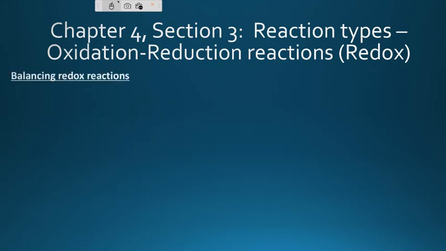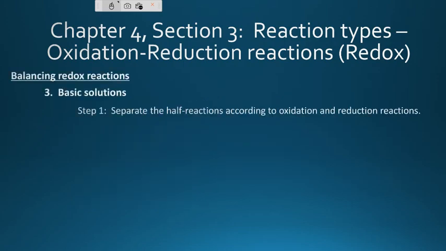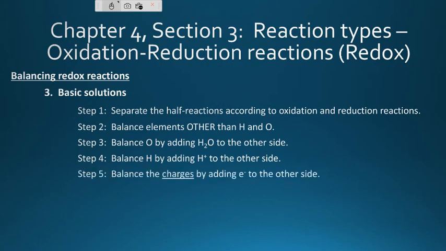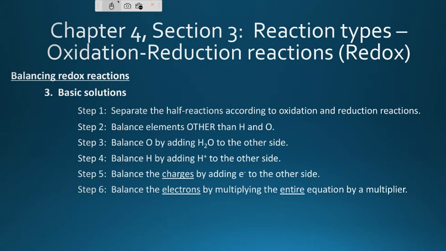We do the exact same thing with a basic solution, which means that it's going to have a hydroxide present. Separate the half reactions, do a redox. Again, balance everything other than hydrogens and oxygens. Balance your oxygens by adding water. Balance your hydrogens by doing a hydrogen ion. And then balance your charges. And then balance your electrons.